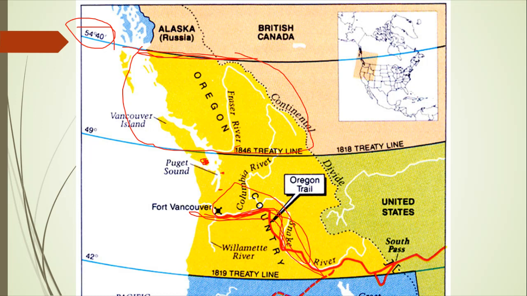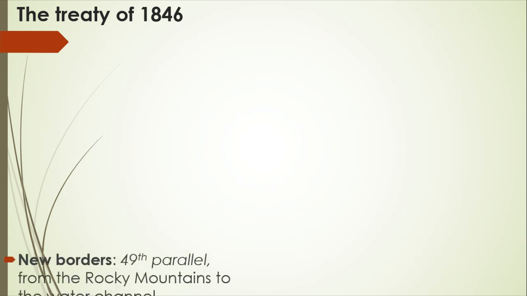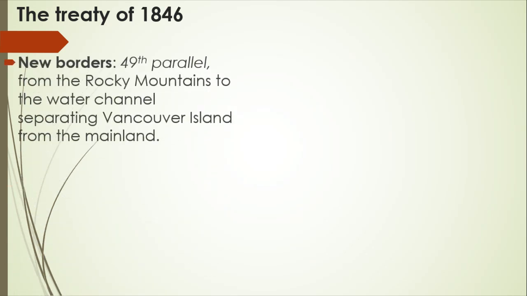Well, it's going to be this right here, the Treaty of 1846, one of the most important treaties in all of Washington's state history. And this is going to set the new borders for Washington State at the 49th parallel line. All right?